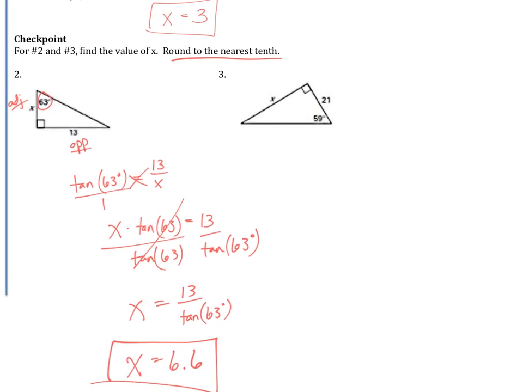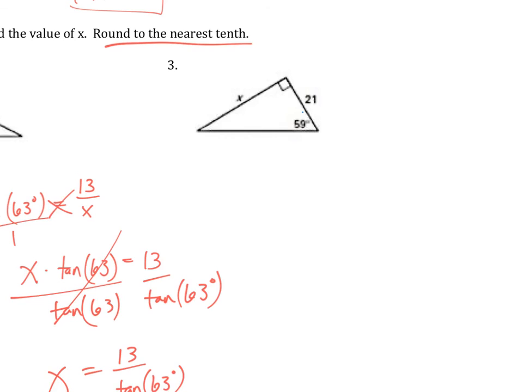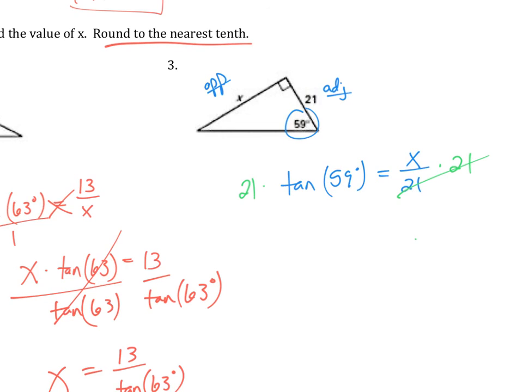Then if we look at number 3, 59 degrees is the angle they give us. The opposite leg is x, and the adjacent leg is 21. So the tangent of 59 degrees is equal to x over 21. So now to get x alone, it's x divided by 21. The opposite of divide by 21 is times 21. So x equals 21 times the tangent of 59 degrees.